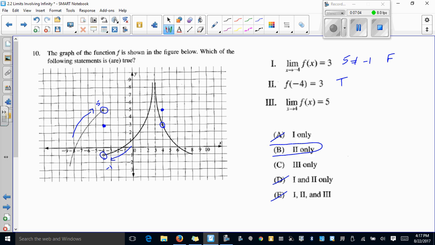This one here, the limit of f of x as x approaches 4 equals 5. Well, if I come this way, I'm going to get to 1, 2, 3. And if I come this way, I'm going to get to 3. So this one is false as well. Now, if they had asked for f of 4, then you would have gotten 5. So this is the only answer that could possibly be. Do get in the habit of eliminating answers, going, well, one's not true, so anything with a 1 in it's out.